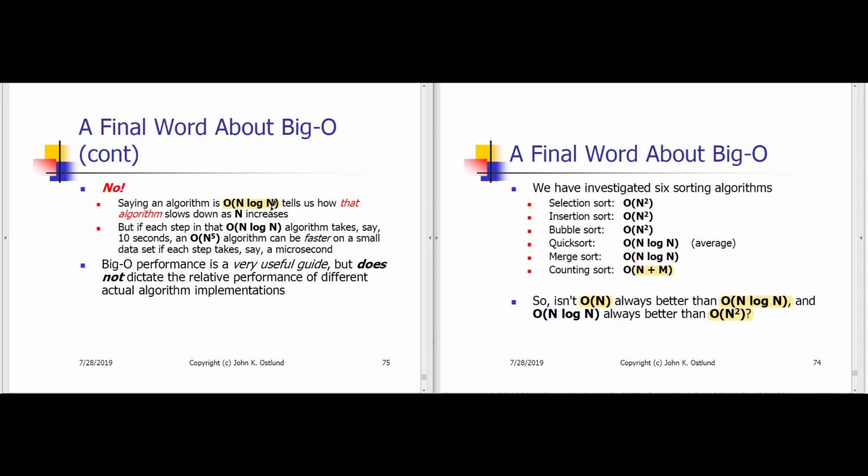If we say that an algorithm is order n log n, what that tells us is that that particular algorithm slows down at a rate of n log n as n gets larger. But if each individual step in this order n log n algorithm is really slow, then it's entirely possible that you could find an order n to the fifth algorithm, which for a given small data set is way, way, way faster than the order n log n algorithm. Okay, so big O performance is a useful guide and tells you a lot about the performance of a specific algorithm, but it does not tell you absolutely, for data sets of a given size, how one algorithm is going to perform relative to another algorithm. Ultimately, you have to do a test.